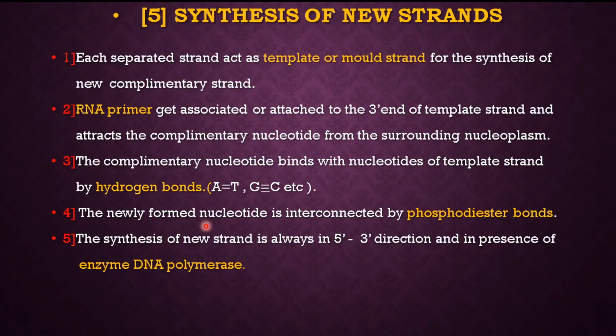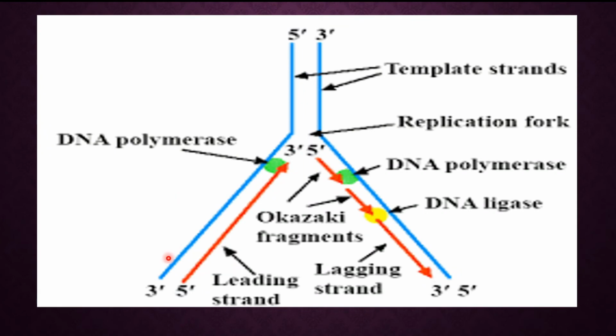Okay, so what is our first point? Each separated strand acts as a template strand, or you can say mold strand, for the synthesis of a new strand. These two strands, this is the first strand and this is another strand, act as template strands, meaning they allow the formation of new strands on them.